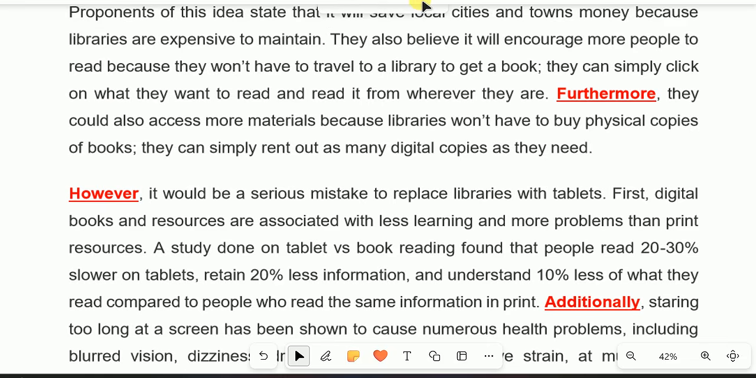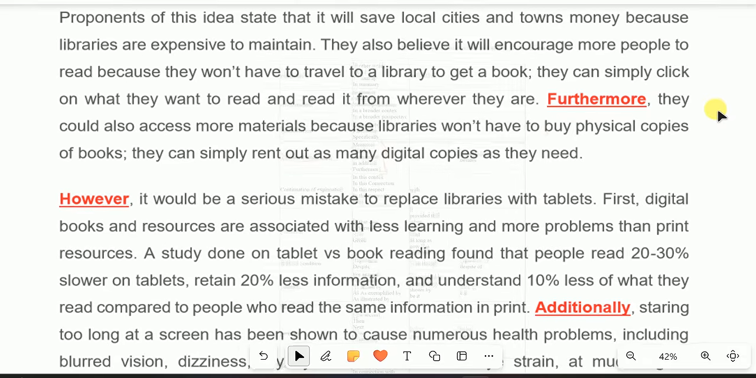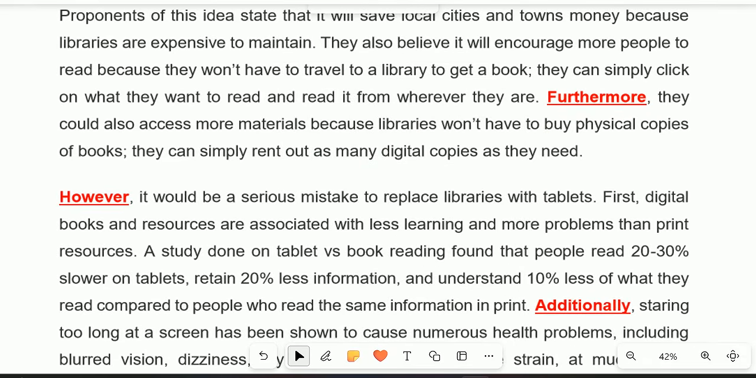Proponents of this idea state that it will save local cities and towns money because libraries are expensive to maintain. They also believe it will encourage more people to read because they won't have to travel to a library to get a book. They can simply click on what they want to read and read it from wherever they are.